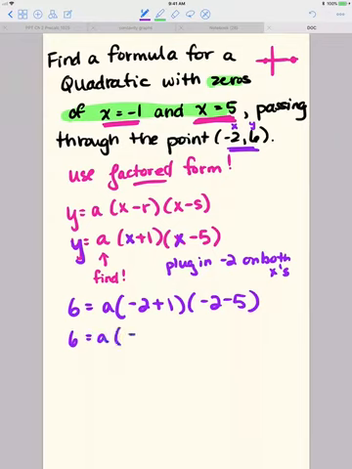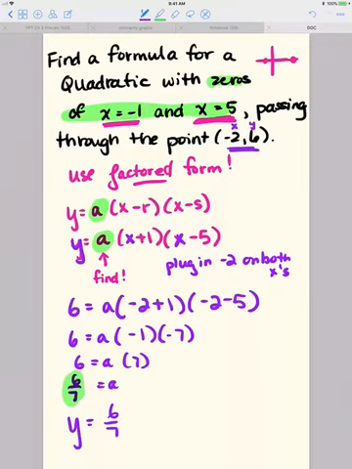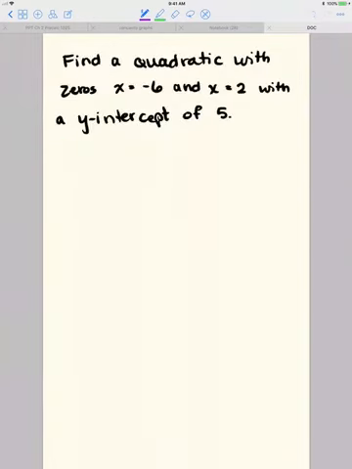So we got A times negative 1 times negative 7. So that's positive 7. A ends up being 6 over 7. So that is going to go back up and be our A value on our factored form. So our final equation is 6 over 7 times x plus 1 times x minus 5. And you can leave it in factored form, or if you want to FOIL it out and then distribute the 6 over 7, you can, but you'll just have fractions. But that's your answer.